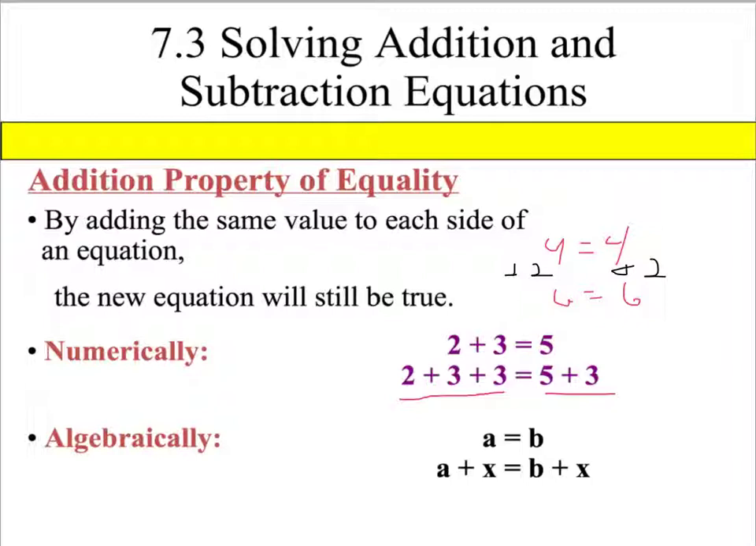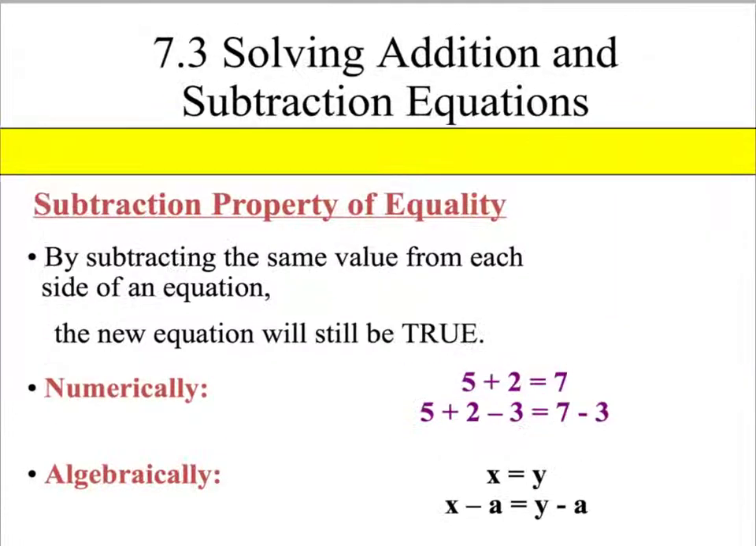And that is the property of equality. No matter what we do, if we add 2 to one side, we have to add 2 to the other side to keep that equation true, or keep that property of equality true. Okay? So if we do one thing to one side, we have to do the exact same thing to the other side. All right. Next one.